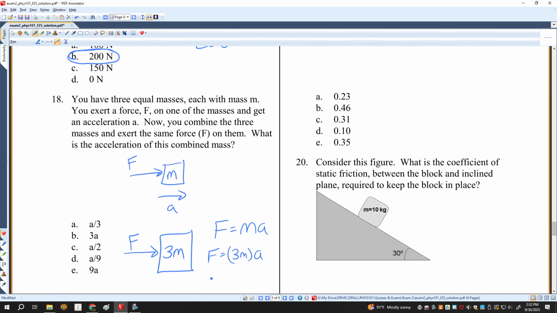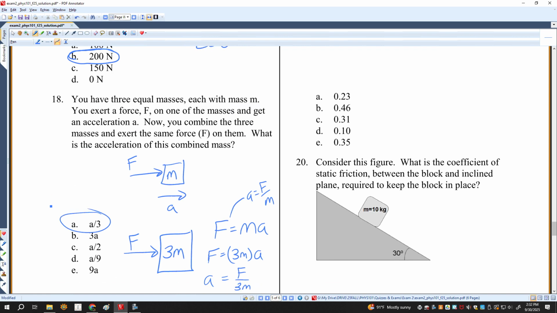So I'm going to get now a is F over 3m, whereas before it was a equals F over m. So I'm getting 1/3 of the original acceleration. 1/3 of the original acceleration. So that's answer A.